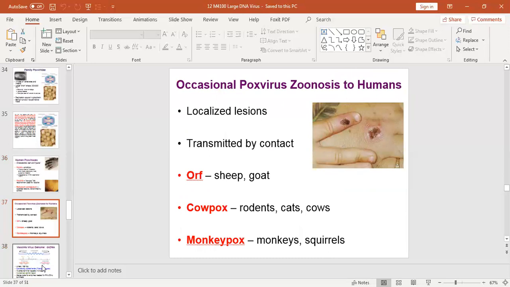Even though pox viruses are mainly confined to human hosts, sometimes we see occasional pox virus zoonosis to humans. These are diseases that will usually cause localized lesions and can be transmitted by contact. In sheep and goats, we see a disease called ORF. In rodents, cats, and cows, cowpox, and in monkeys and squirrels, we have monkeypox.